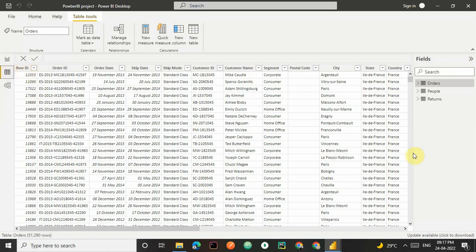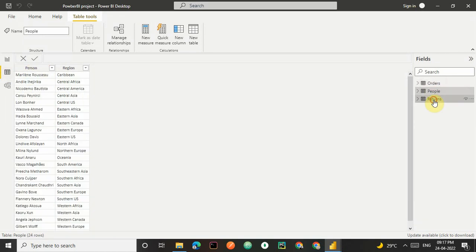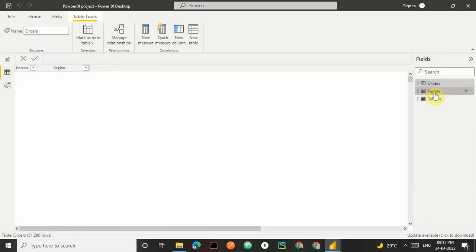There's three tables, one table was orders, fulfills, and returns. So we have to merge them and we have to visualize them.